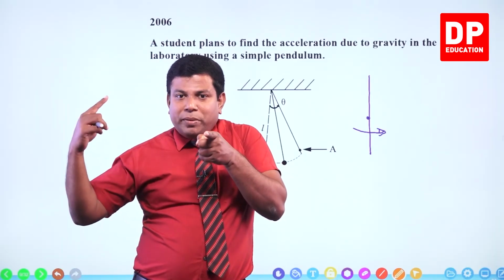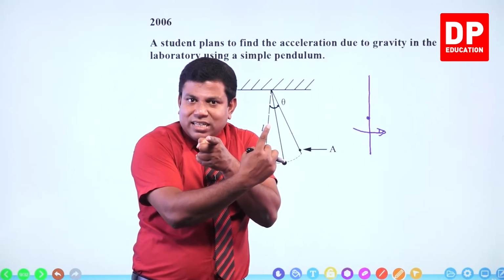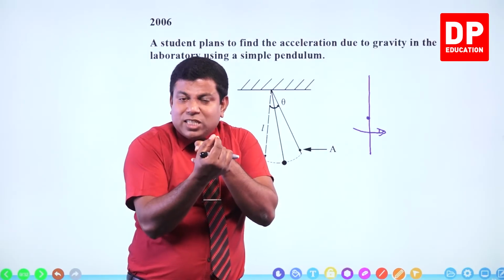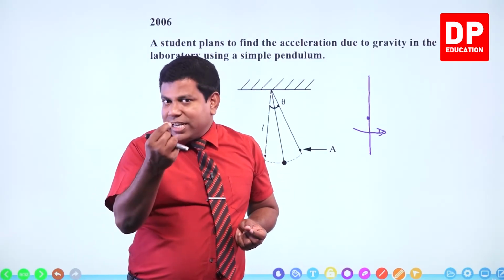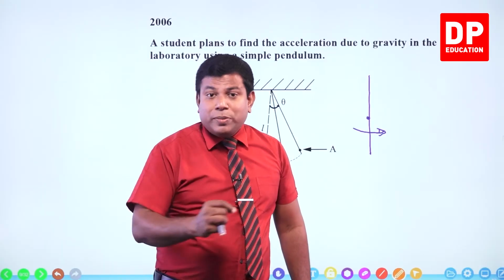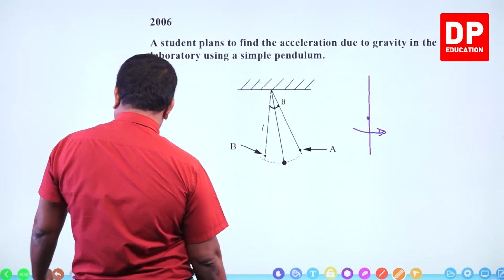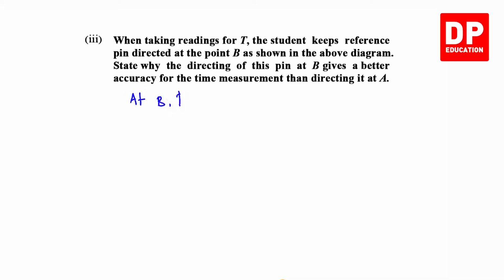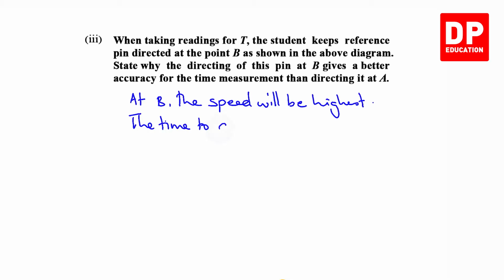But when the pin is here, if the pendulum passes it very fast, the time it takes just to pass this pin is minimized. That is why we always prefer keeping it at the lowest point, because the pendulum speed will be high. Yes. So, we can say at B the speed will be highest. The time to cross the pin or pass the pin is minimized, is lowest.